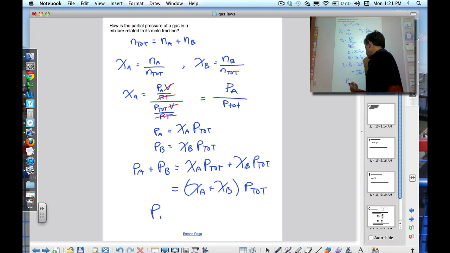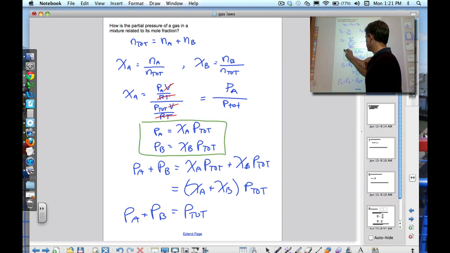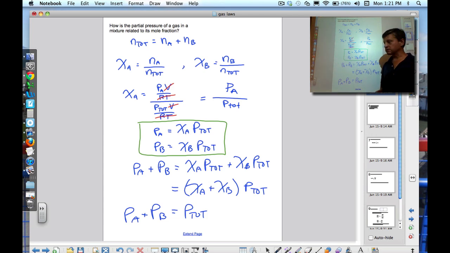Excellent. So we get back to Dalton's law of partial pressures. The partial pressure of A plus the partial pressure of B is simply equal to the total pressure. I'm going to put a box around these because these are the most important ones that show you how the partial pressure of each component relates to the total pressure. Okay? So let's look at a problem that we can do with that.